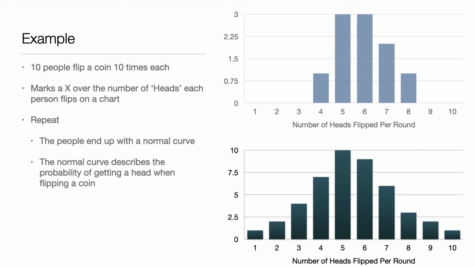So we repeat this and do 10 flips, walk up to there, put a cross over how many heads you got. And eventually you're going to get a normal curve appearing where lots and lots of people flipped 5 or 6 heads on a coin. A few people had 1 or 10, but they're the extreme outliers. So what this does is the normal curve describes the probability of getting heads when flipping a coin. So at the very low end, low probability, very high end, low probability, in the middle, high probability.